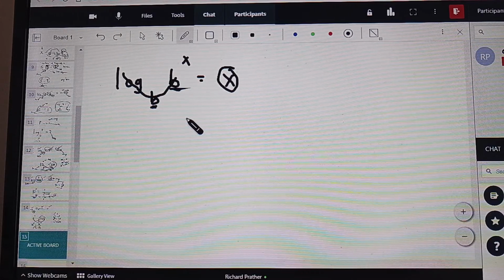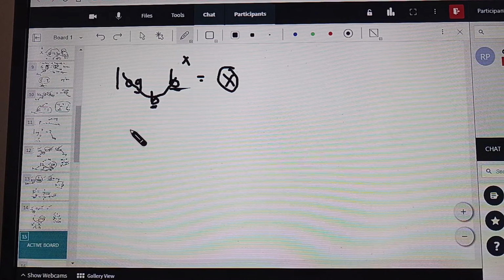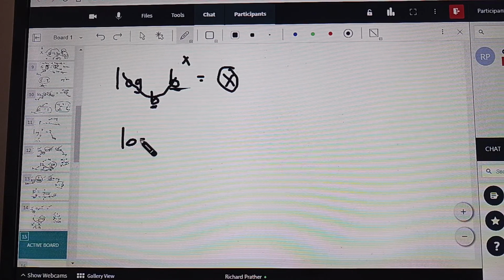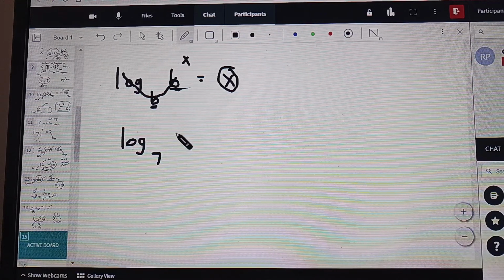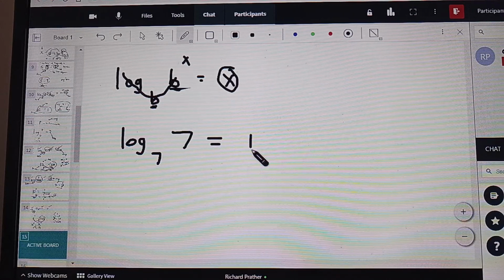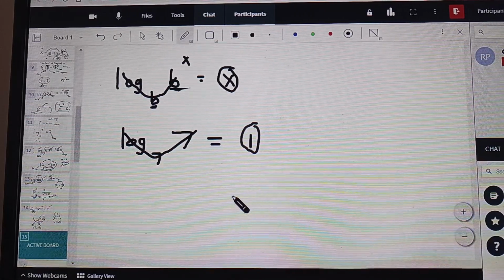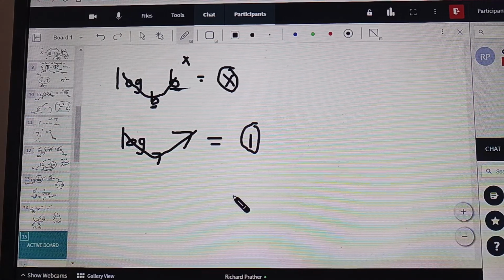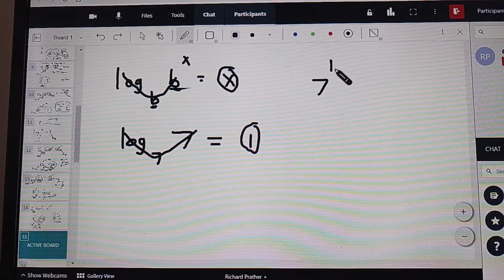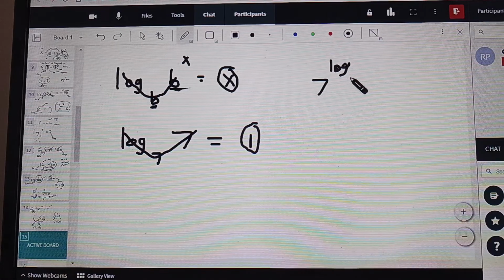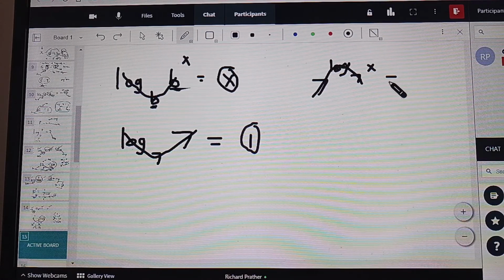And if the exponent is blank, a blank exponent is a 1, so then the answer is 1. So if you do log base 7 of 7, that answer is 1, because there's a 1 for that exponent, and this part just cancels out. It also goes the other way with exponentials. If you have 7 to the log base 7 of whatever, these all cancel out, and you get just x that way too.